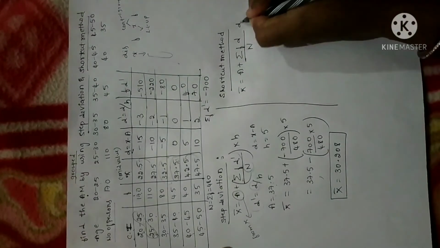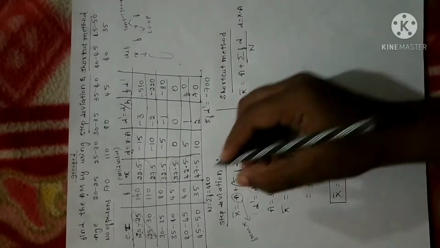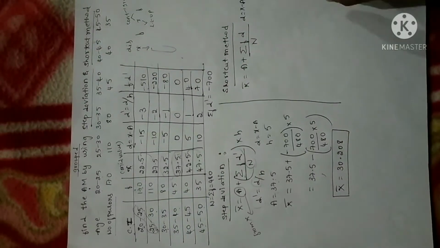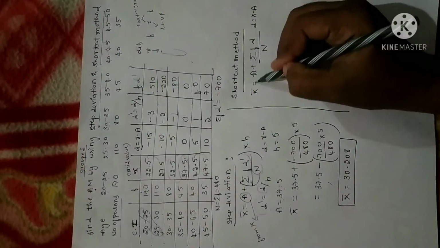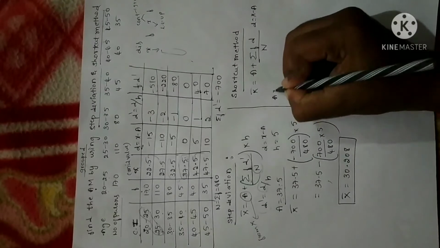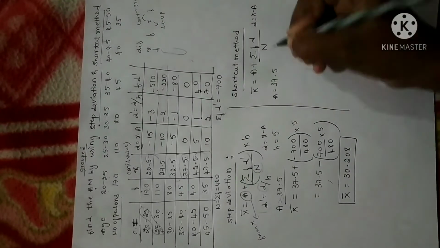Fine, where D is X minus A. Anyhow, I have already calculated all these values in the tabular column. You can go through that. So A value I have taken as 37.5. So here also I am going to take the same 37.5.